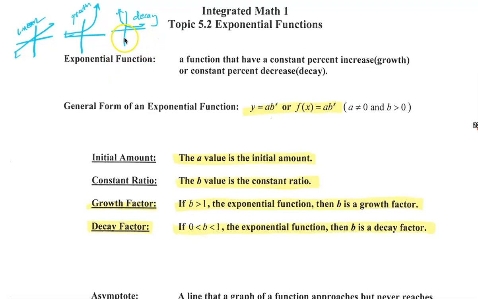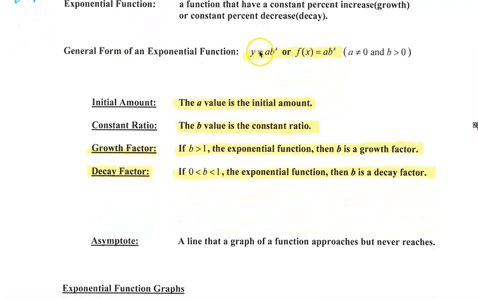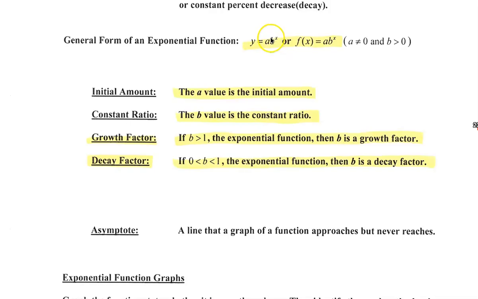So what do these equations look like? Well, in general form, they look like this: y equals a, b to the x. There's an exponential there, hence an exponential function. Now let's talk about how we break this down. So x and y are the xy coordinate points. A is the initial amount. So a is our initial.